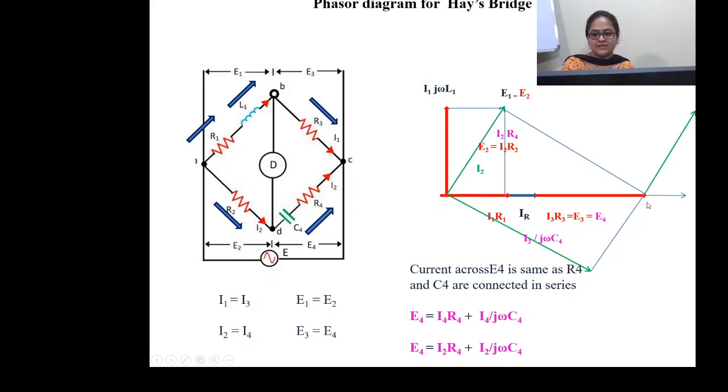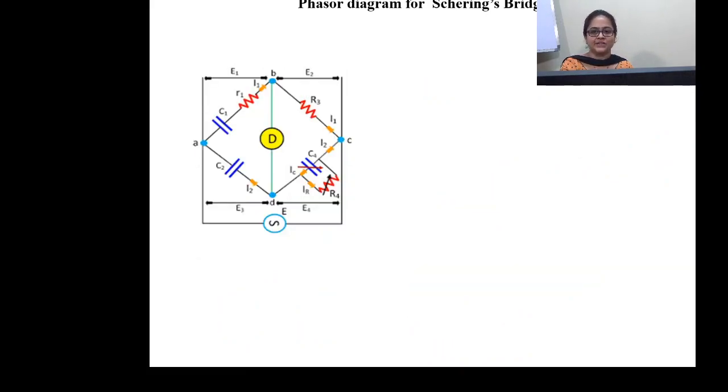Now this is E4, E3 equals E4, and E1 is equal to E2. We need to find out the final voltage, that is E. So again we will be taking the resultant, denoted by E1 plus E2 equals E, or E3 plus E4 equals E. I hope this bridge is very clear to all of you. If yes, let us move towards the next bridge, that is Schering's bridge.